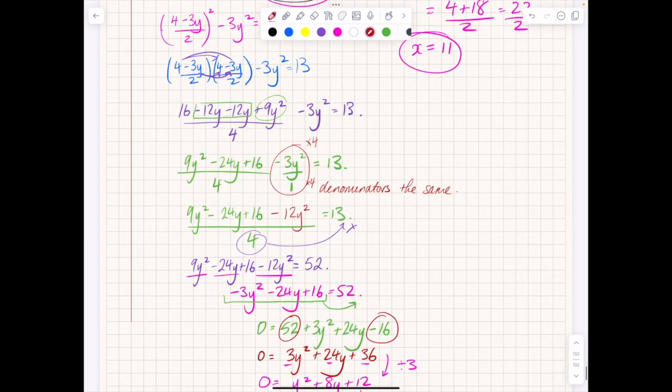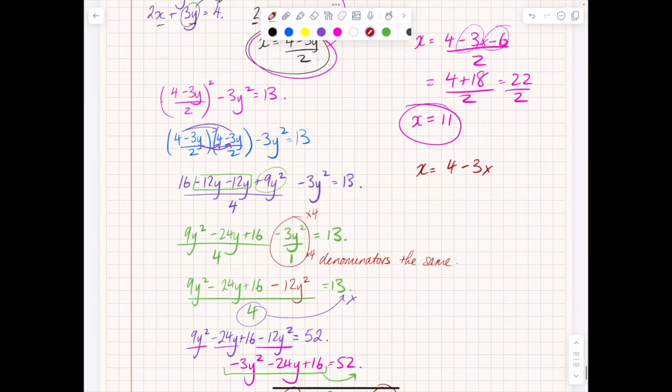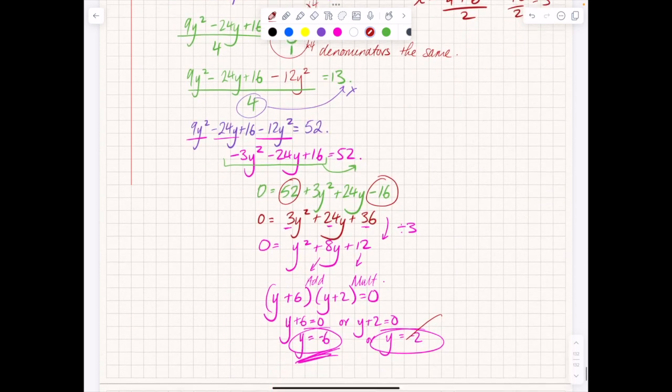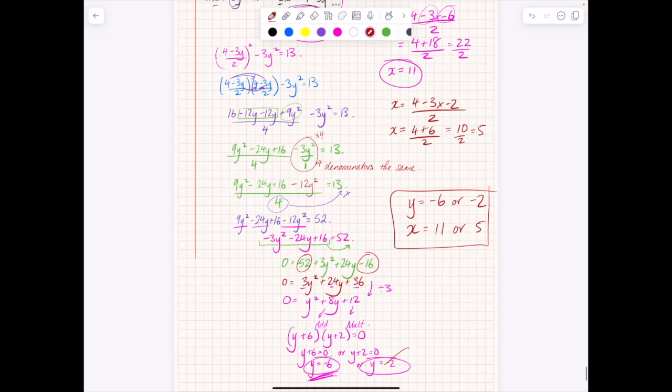And then one more time, finish it all off. x is equal to 4, then minus 3 times y, which is now minus 2. Again, that's going to turn positive. So x is equal to 4 minus 3 times minus 2, which is positive 6, divided by 2. 4 plus 6 is 10. 10 over 2 is 5. So if I then put all of that together, y equals minus 6 or minus 2, there are my two values there, and x equals 11 or 5. Boom, there's your answers. Make sure you've marked all that.